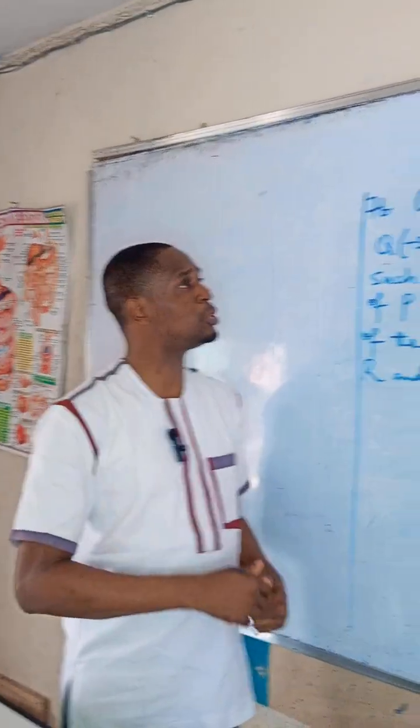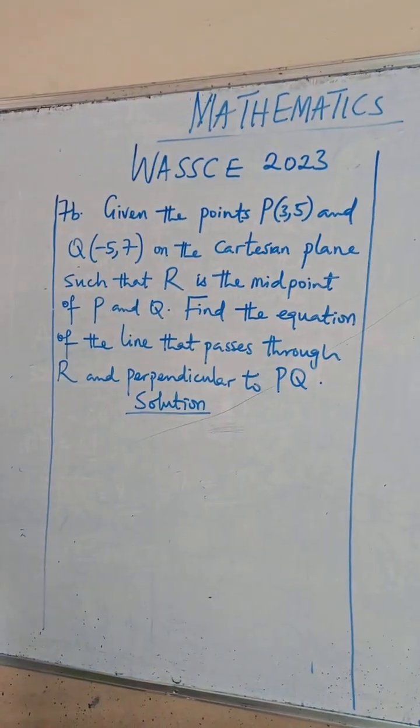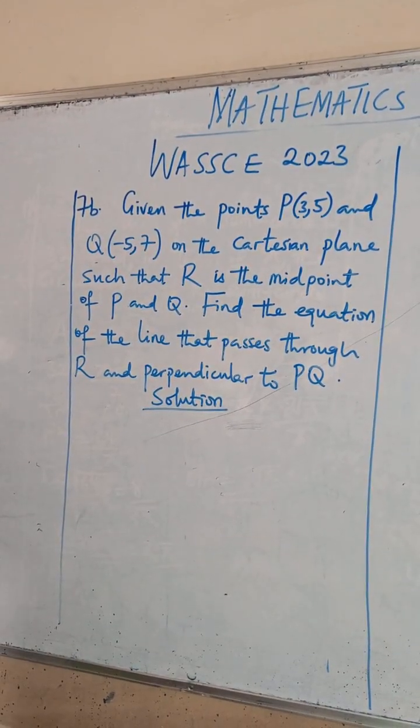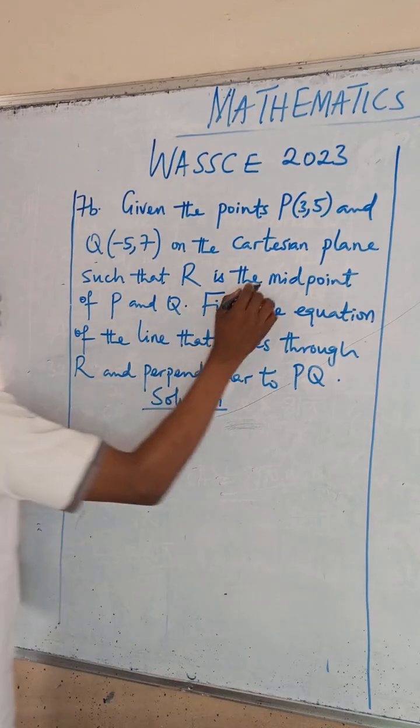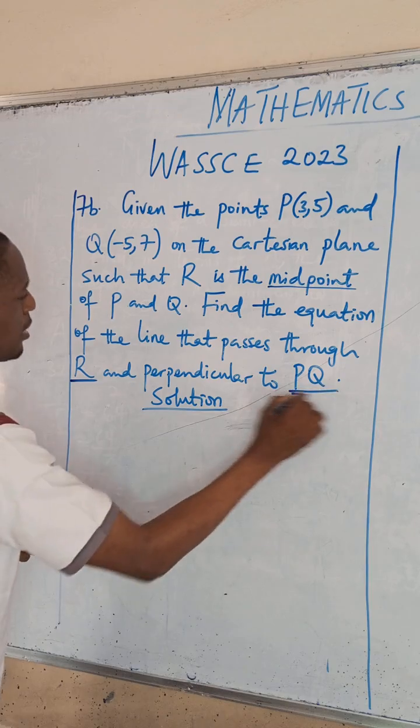We are still on WASSCE 2023 past question. So this is question 7b. Let's take a look at this question. Given the points P(3,5) and Q(-5,7) on the Cartesian plane such that R is the midpoint of P and Q, find the equation of the line that passes through R and is perpendicular to PQ.